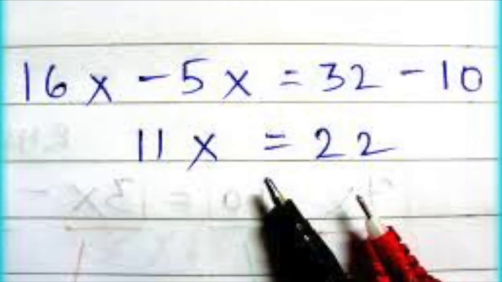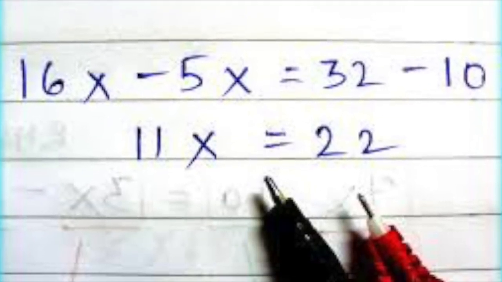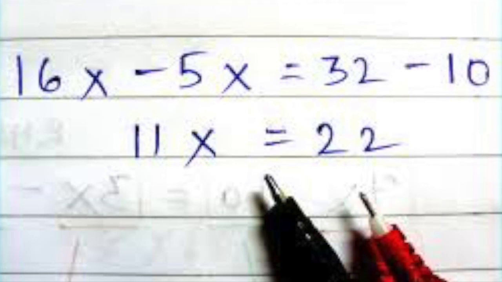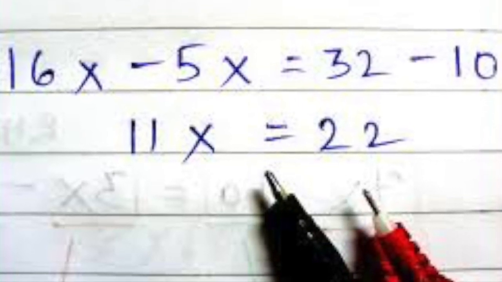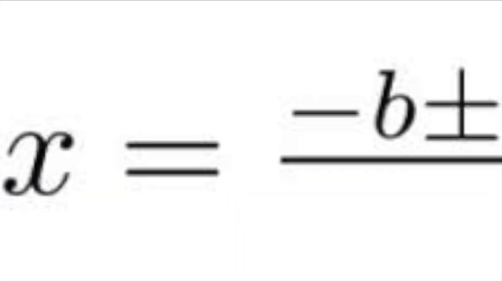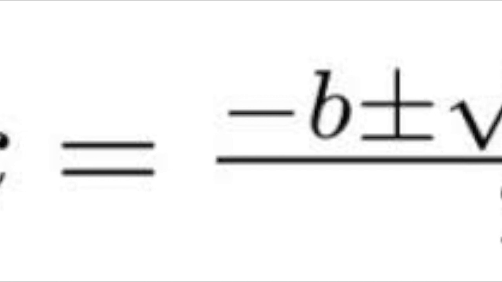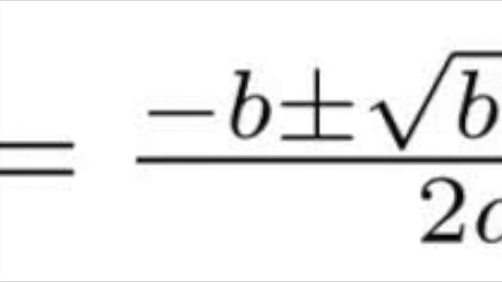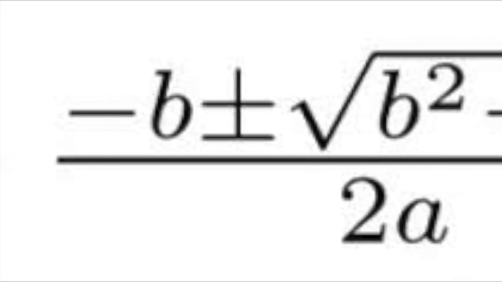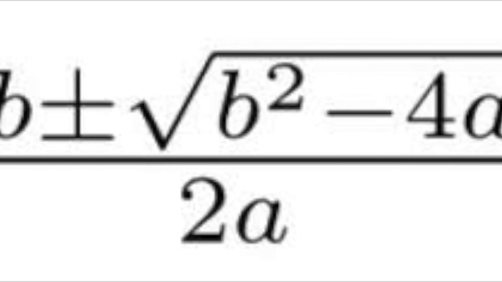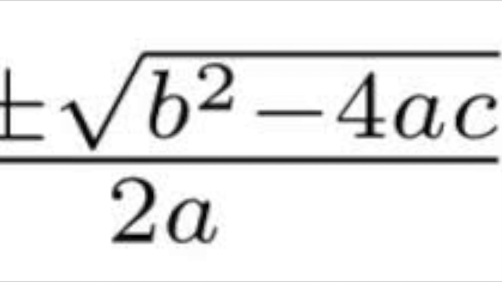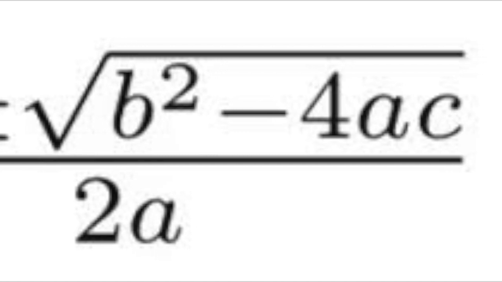This equation might look a bit more complicated, but the equal sign is still implying that 16x minus 5x has the same value as 32 minus 10. Even in this long, complicated equation, the equal sign is still implying that the value of x on the left side is equal to the entire value of negative b plus or minus the square root of b squared minus 4ac, all divided by 2a.